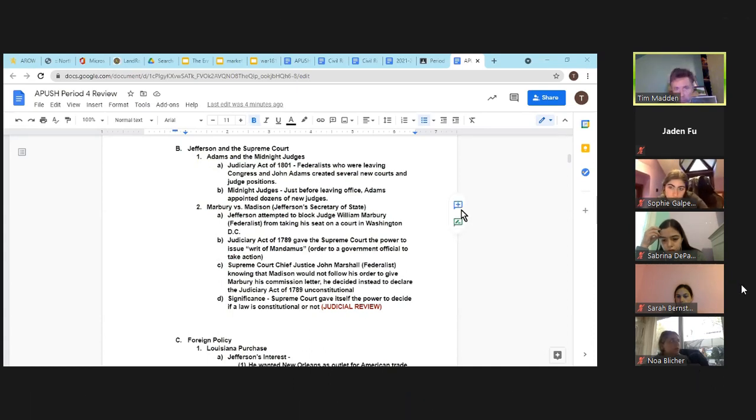what Marshall rules is that he can't issue this writ because the Congress did not have the authority to give the court that authority in the first place. And so people just keep coming in. Sorry.